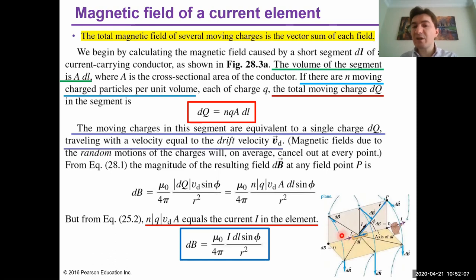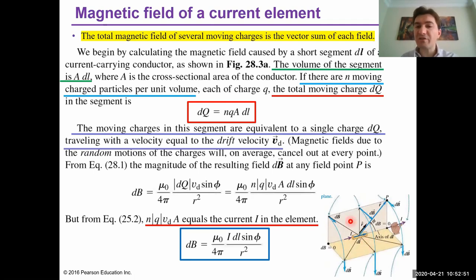What was the meaning of current? Current means moving charges. If you have a current, it means that here we have many moving charges. And we have just learned that moving charges produce a magnetic field around themselves. So by calculating the total charge within that current element, I can calculate the magnetic field. Let's start with the volume of the segment. The volume is the area times dl, the length of the current element.